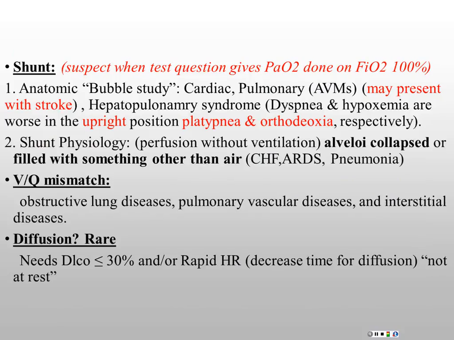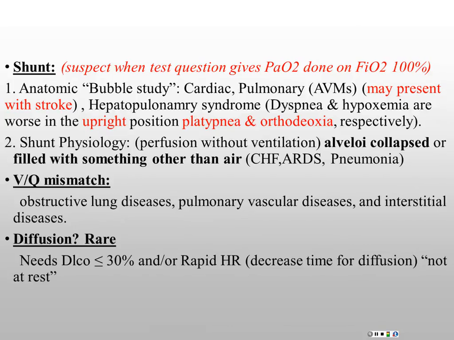So the shunt can be anatomical shunt or physiological shunt. The anatomical shunt, you have to suspect it, especially if they give you a question with a patient on very high amount of oxygen, because usually the patient will be hypoxic. You will try to correct the shunt with low to moderate amount of FiO2. The patient usually will not respond, and you can go even higher on the oxygen, and the partial pressure of oxygen will not respond to your trial of increasing oxygen. So the usual question giving you a patient on 100% FiO2 may be talking about shunt.